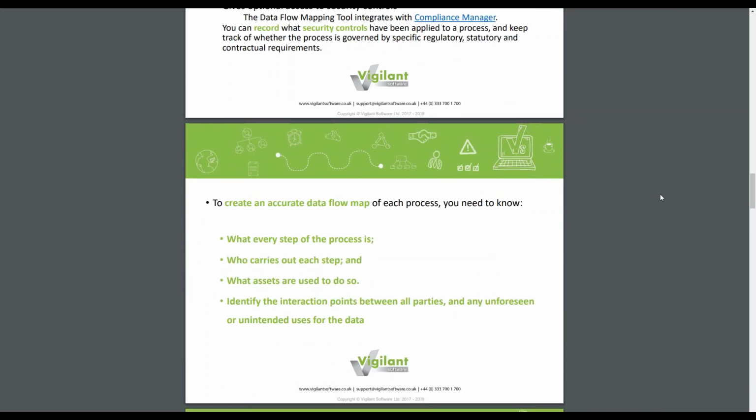So here are just a few points that are advisable before you actually get stuck into mapping out your processes and really making use of that data flow mapping tool. One way you can do this is by having meetings with the heads of your departments throughout your organization, so you can find out what every single step of your process is, who carries out each of these steps, what assets are involved, and all the interaction points between your parties. By doing that, you could see if there were any unforeseen or unintended users for that data. So again, it's just covering yourselves.